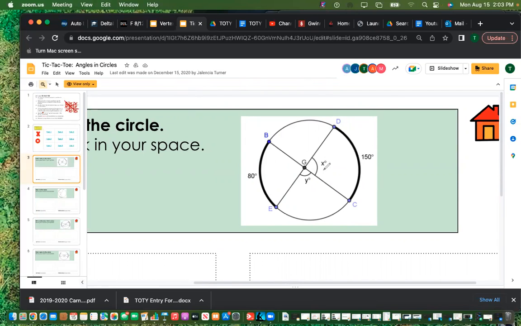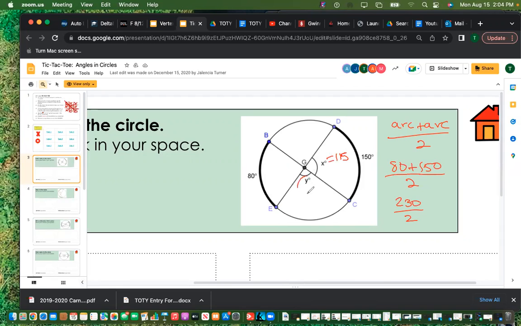So in order for me to figure out what x is, what I'm going to do is I'm going to say arc plus arc divided by 2. So that's going to be 80 plus 150 divided by 2. That's going to give me 230 divided by 2, which is going to be 115.